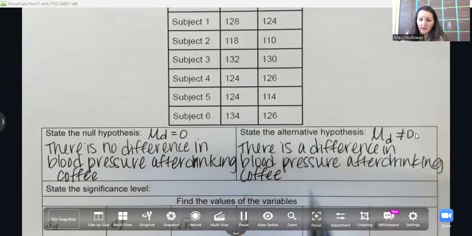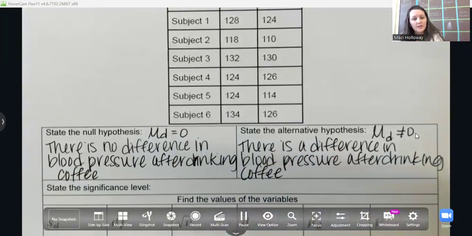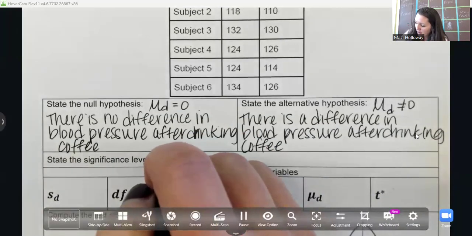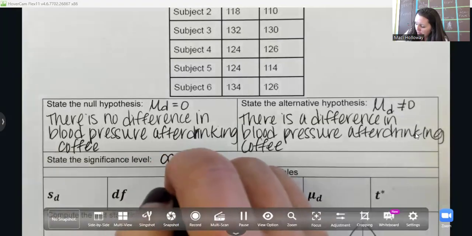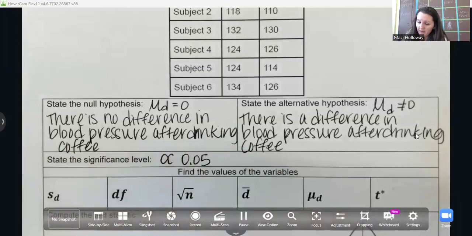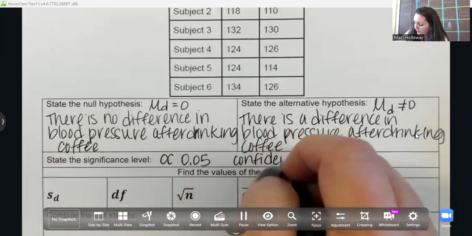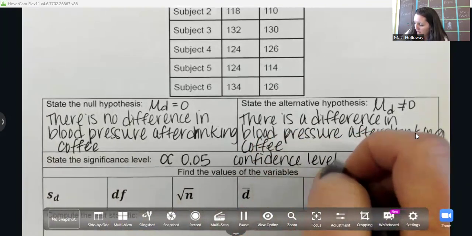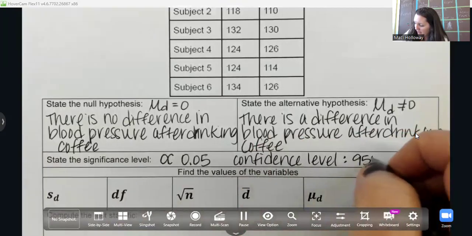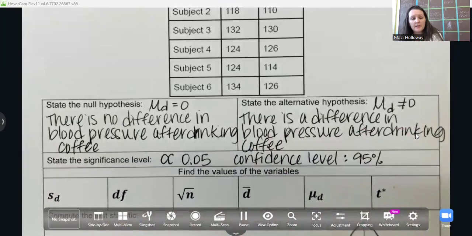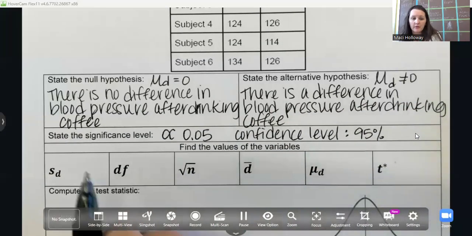All right, just for good measure, let's state our significance level. So our significance level, remember, is our alpha, and alpha is going to be 0.05. So remember, our confidence level, we're always going to use that 95%, right? Okay, so let's figure out what the values of our variables are.